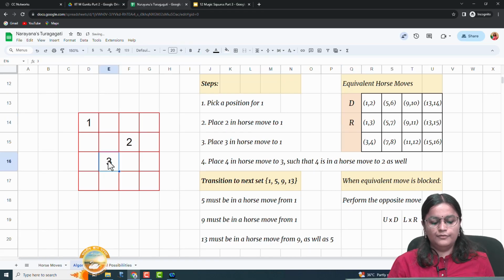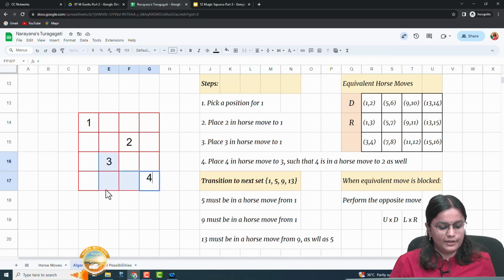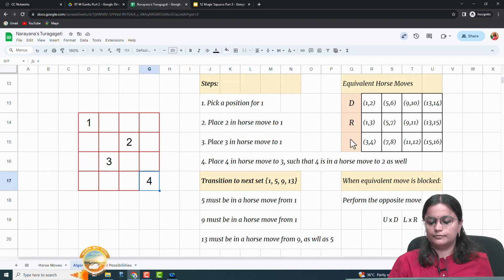From 3, we must move on to 4. 4 must be placed in such a way that it is in a horse move to both 3 as well as 2. So, one possible way we can do this is, let us say we place our 4 here, it is in horse move to 3, it is also in a horse move to 2. And again, now recording the move which we made, it is a down move which we must write down in our table. This completes the first set of numbers in our series.